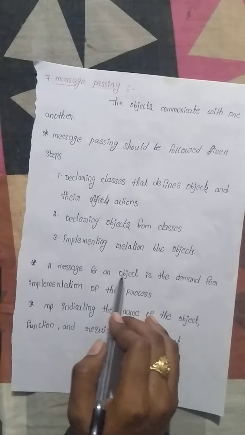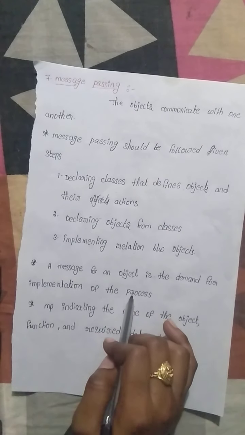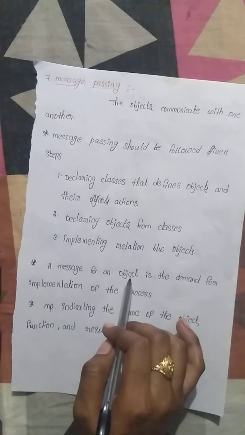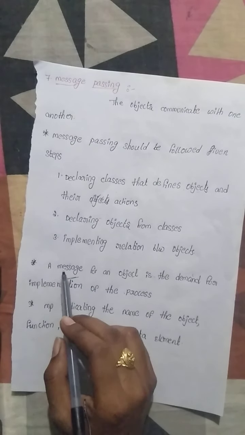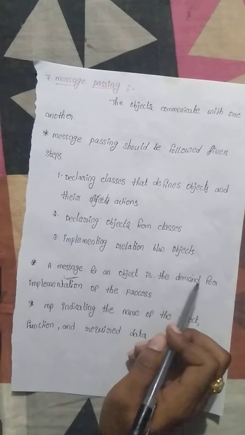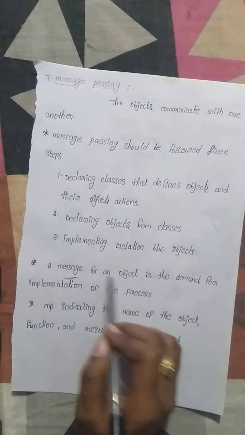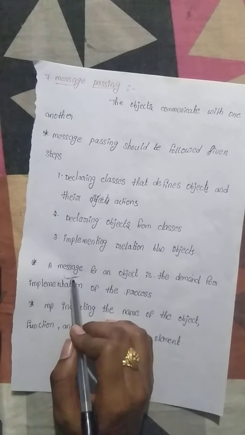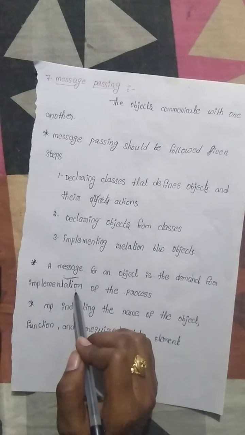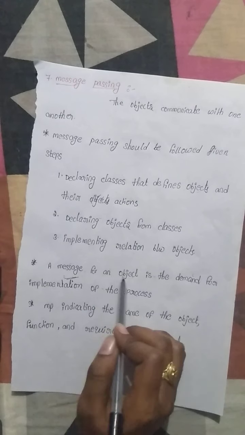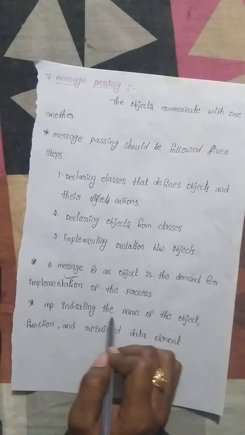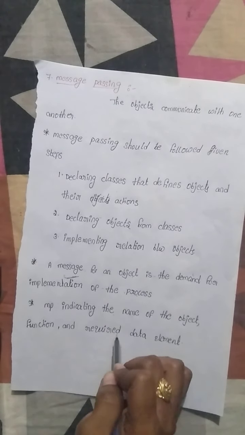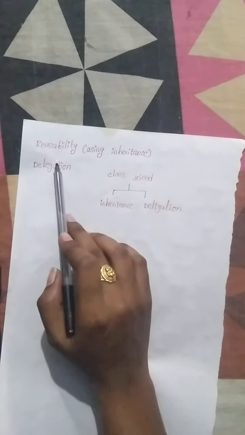A message for an object is the demand for implementation of the process. Message passing demands the implementation of the process for an object. Next, message passing indicates the name of the object, the function and the required data elements. And the final thing, reusability.